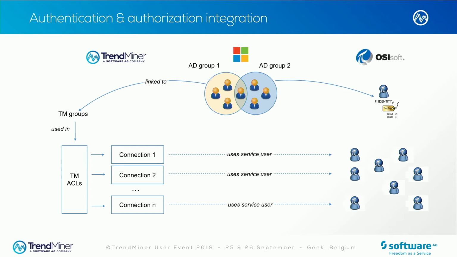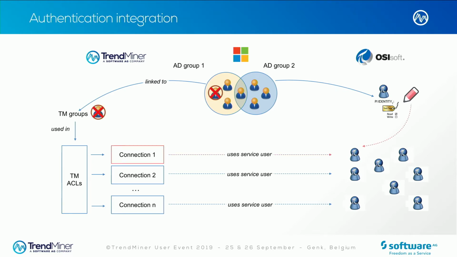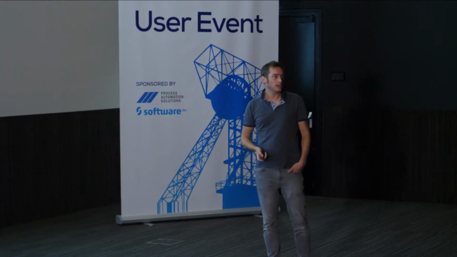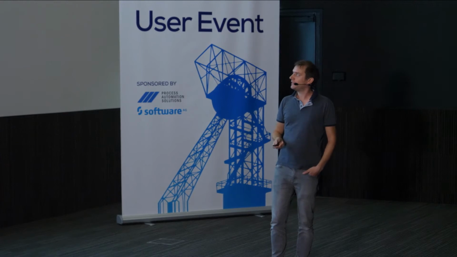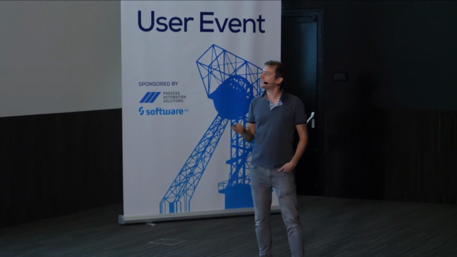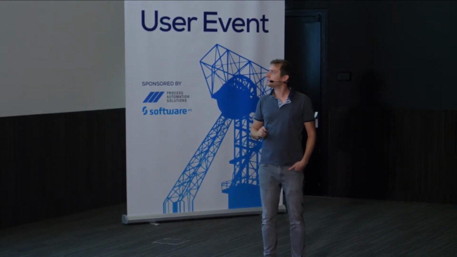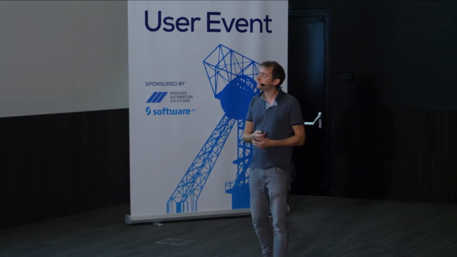And so if you would delete a user from one of those AD groups, it would also automatically be removed here, and so the permissions would be taken away, in terms of maybe not having access to one connection anymore. And if you would change the PI identity to change the permissions on that side, that would also affect which tags the connection has access to, and hence you would also automatically get the right user permissions on the TrendMiner side. So that's one way you can set up the integration there.